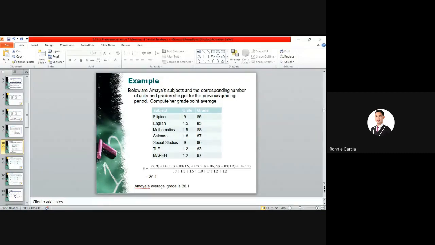So pila man ang total karon sa weights? The total weights is, I hope you get it, 0.9 plus 1.5 plus 1.5 plus 1.8 plus 0.9 plus 1.2 plus 1.2 is equal to 9. So that will be your divisor. I-multiply and i-add nimo tanan ang numerator, then divided by ang sum sa atong units, mao to siya ang weights, then that's 86.1. Therefore, Amaya's average grade is 86.1 considering the number of units.